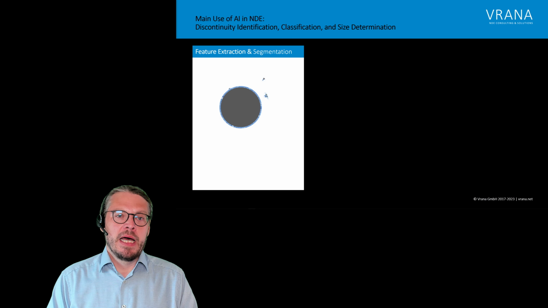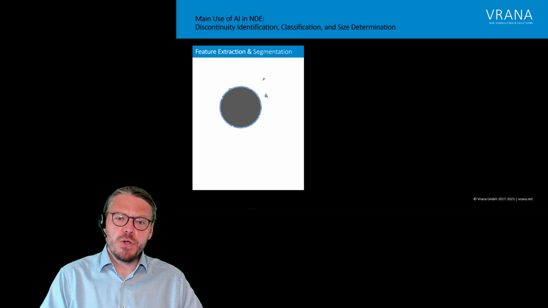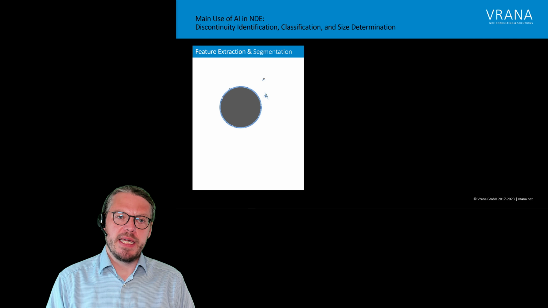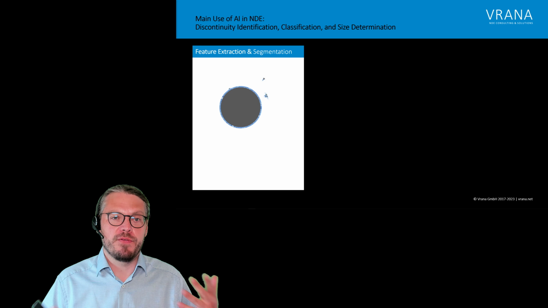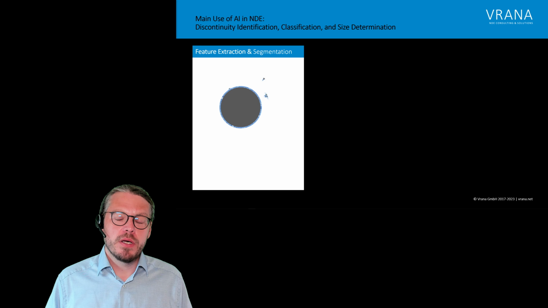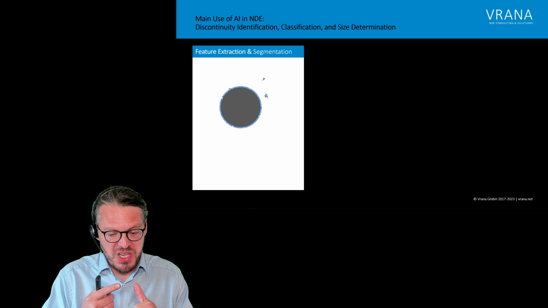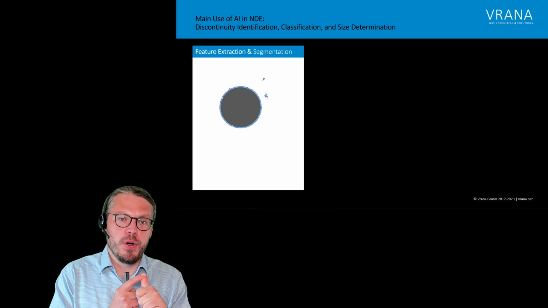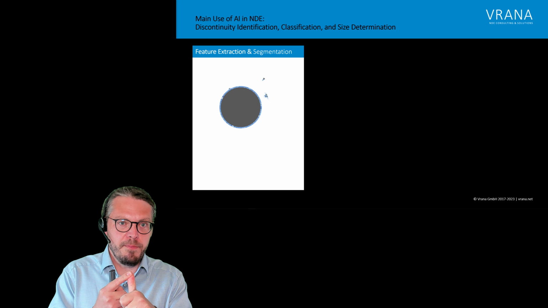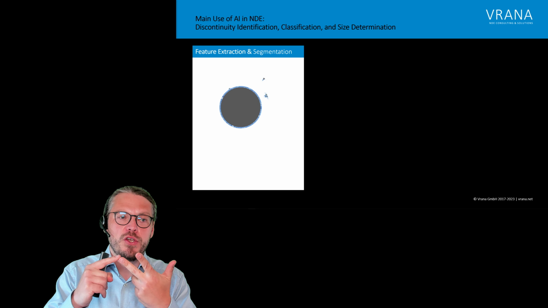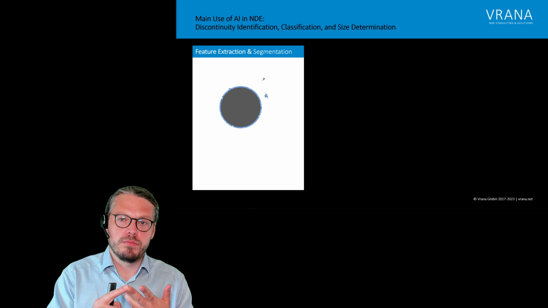Now, the main use of artificial intelligence in NDE. The main task we have, or the most challenging task we have to do in NDE, is we have to see: are there indications in the component? And if there are any indications in the component, to find them, to classify them, and to determine their size.